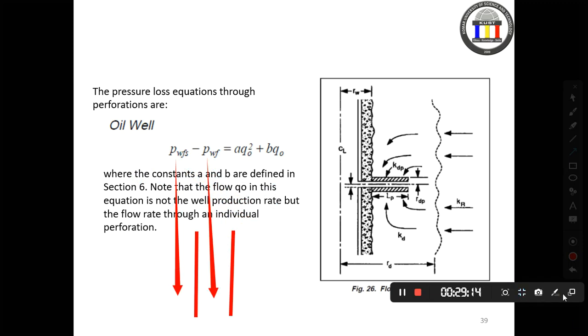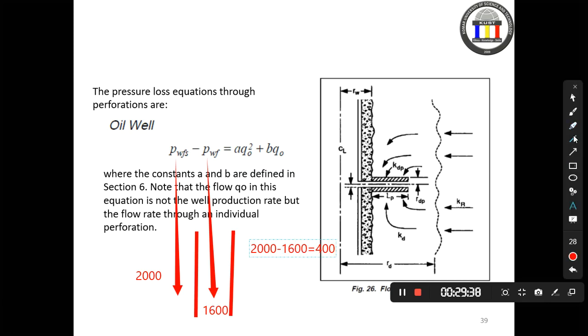For example, pressure here is 2000. Pressure here is, let's say, 1600. So this 400 pressure drop, 2000 minus 1600 is equal to 400. This 400 is dropped in these perforations that you have drawn here, so we have to calculate these perforations.